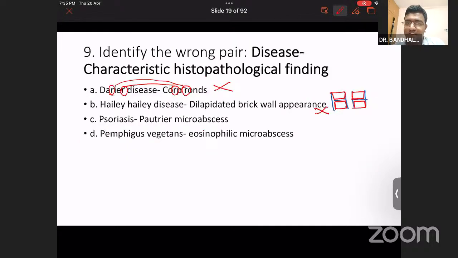Okay, these two options we have discussed. Now we are left with psoriasis and pemphigus vegetans. In this, we may make a mistake in a hurry. We know in psoriasis, there are two microabscesses. One is Munro, another is Kogoj. Since there is a P, you should not think P for P. So the wrong answer here is psoriasis, Potter microabscess. We will see the microabscesses in dermatology, so it will be easy for you to remember in subsequent slides. Okay. Pemphigus vegetans is characterized by eosinophilic microabscess. That is correct.